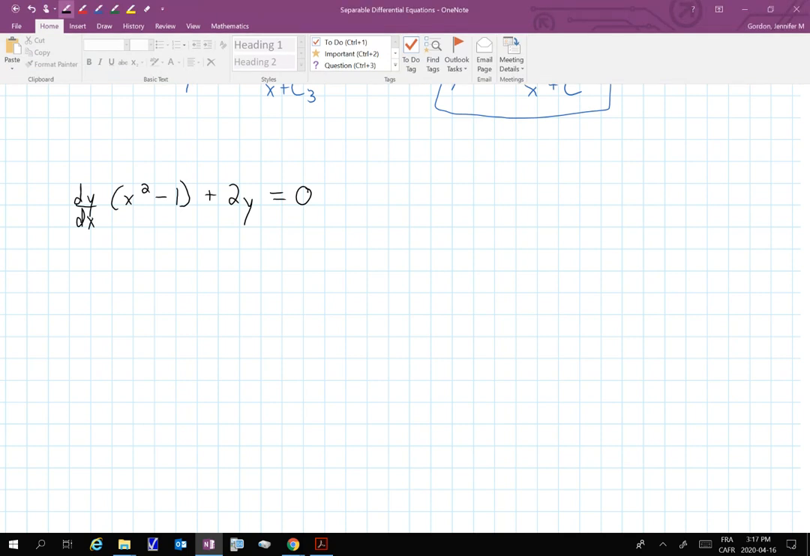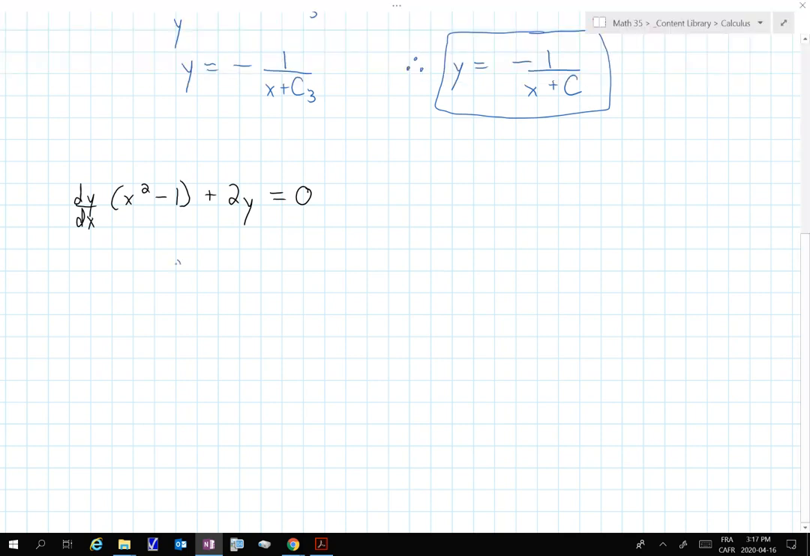That often helps me see how the separation happens. It's definitely not a thing you have to do. It's just a way that I visualize it. So if I subtract the 2y on both sides of the equation, and then I divide by the x squared minus 1, here is what I get. Now I can tell that it is separable because y exists on one side of the fraction and x exists on the other side of the fraction.